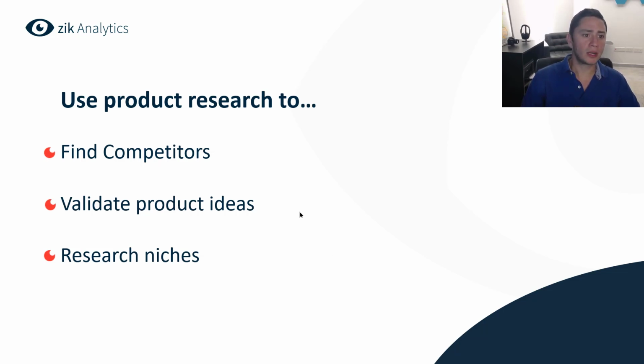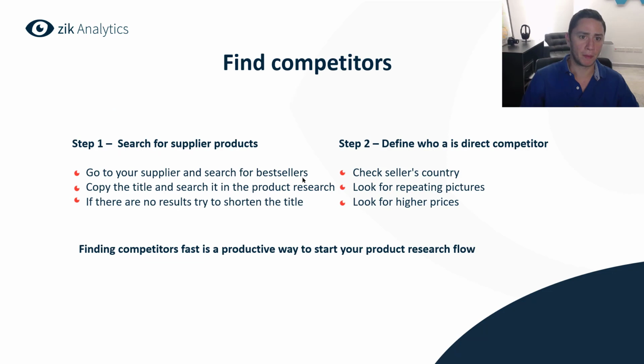So let's move on and dive into the first step, find competitors, and analyze it a little bit more before I move and share my screen and give you a live example. So find competitors breaks down into two steps. Step number one, you have to search for supplier products. You go to the product research and you need to search for products from the suppliers you use.